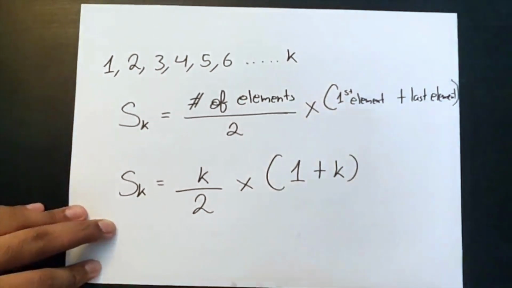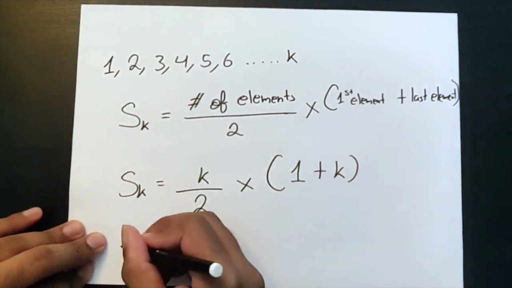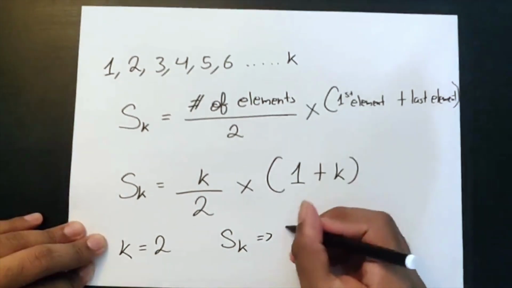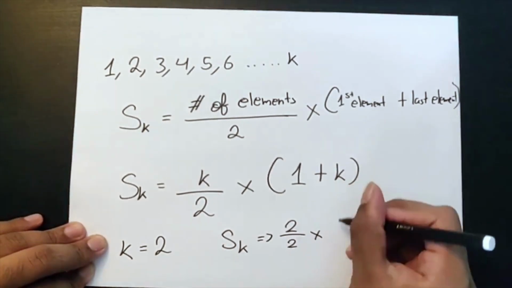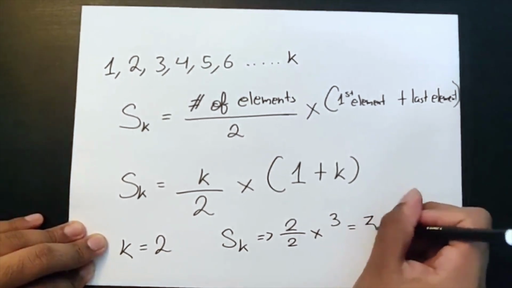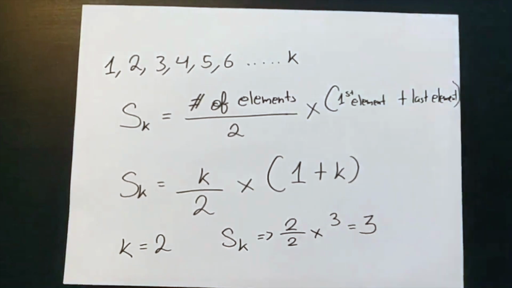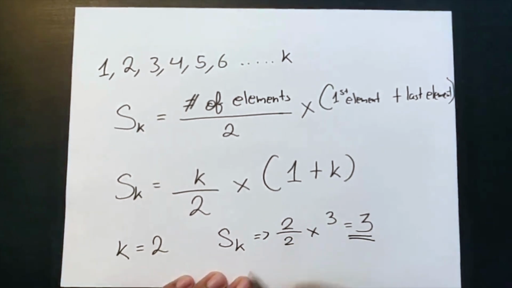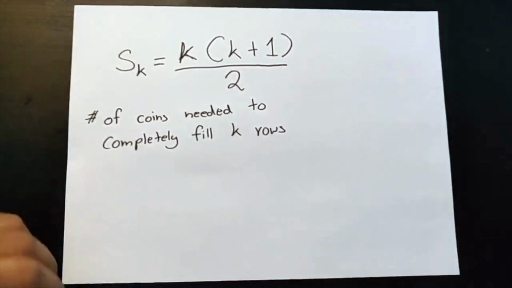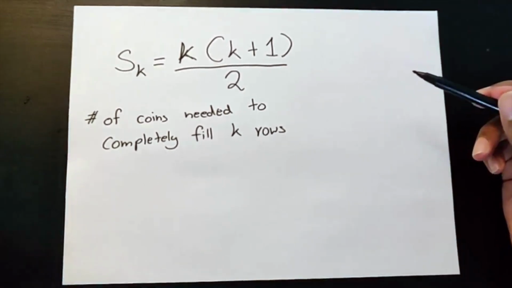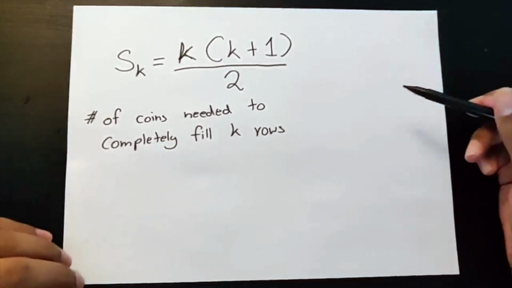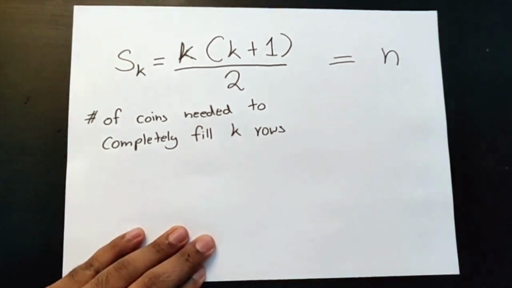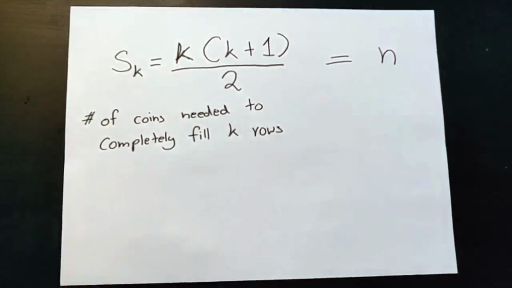So whatever number, let's say we put k as 2. If k is equal to 2, then the sum of the series is going to be 2 by 2 into 2 plus 1, which is 3. And that equals 3. So what does that mean? That means when we have 2 rows, we're going to need a total of 3 coins. So for 2 rows, we need 3 coins. We currently have this equation which gives us the number of coins needed to completely fill k rows. If this value is equal to n, which is the number of coins we have, that means in this case the answer is going to be k.